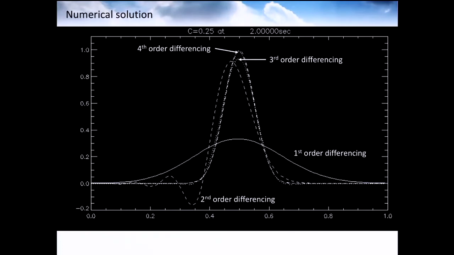Our fourth order one is really close to the analytic solution, but if you look closely, you'll see it's moving slightly slower. How many grid points are across the hump? Oh, heaps. I think there's 100 grid points across here. So there's probably 20 grid points across the hump.